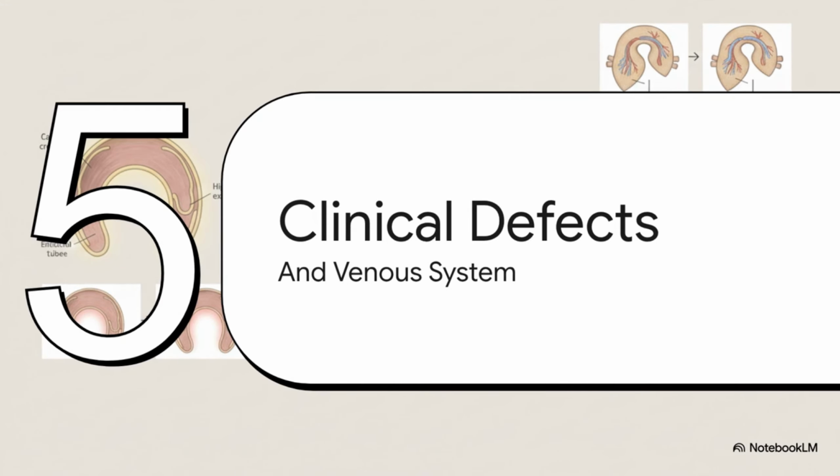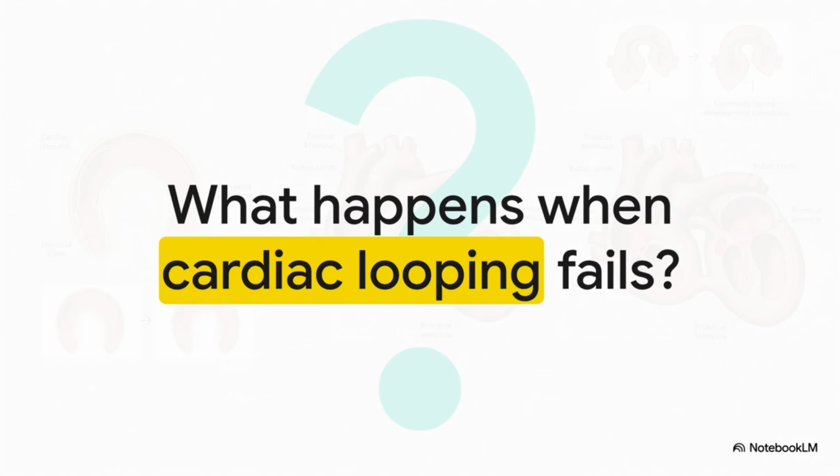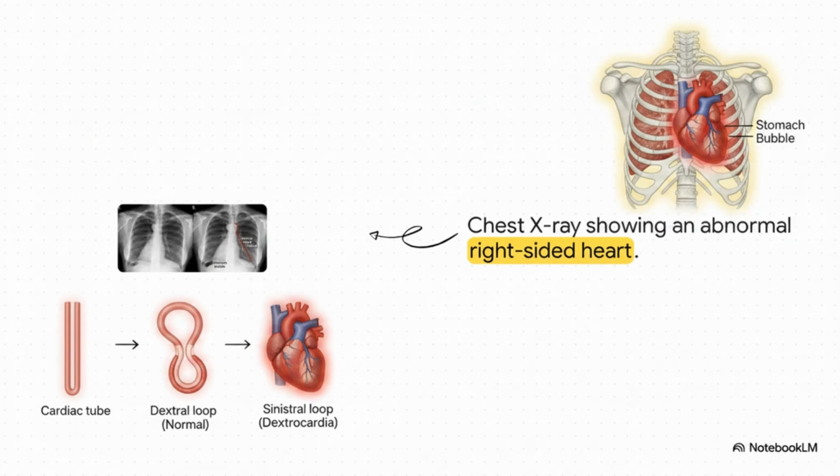Finally, Section 6, Clinical Defects and the Venous System. Let's transition from textbook development into clinical reality. We've seen just how perfectly coordinated those day 23 looping mechanics have to be. So what happens to our patient when those precise, intricate spatial gymnastics actually fail to execute correctly? Well, a chest X-ray brilliantly illustrates exactly what can go wrong. In these cases, you'll spot major anomalies.